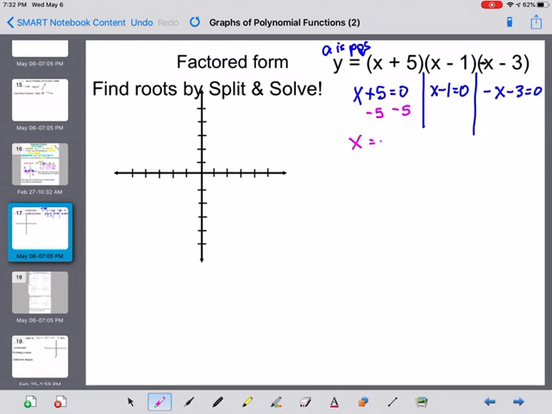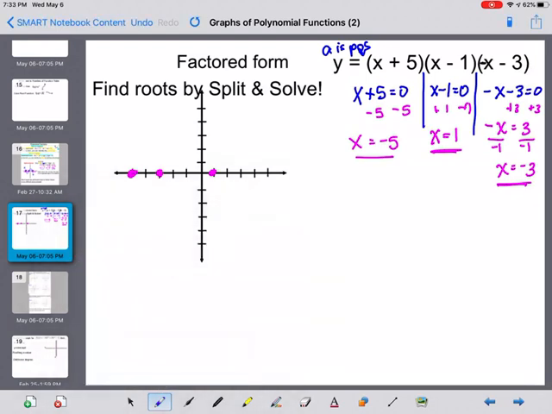Okay, so here I just have to subtract 5, and x is equal to negative 5. Here I just have to add 1 to both sides, and x is equal to positive 1. Here I add 3 to both sides, but when I bring this down I have negative x equals 3, so now I have to divide by negative 1. And so x is equal to negative 3. So that means that my graph is going to cross at negative 5, that's this one, at positive 1, and at negative 3.